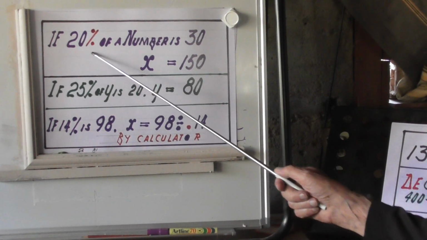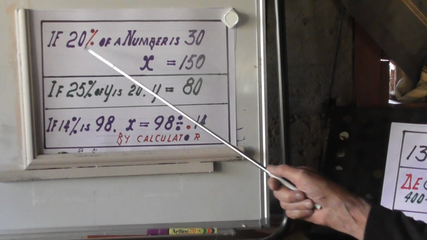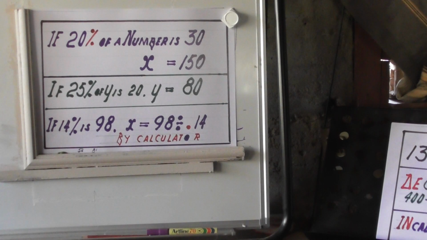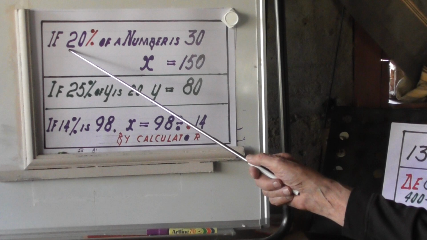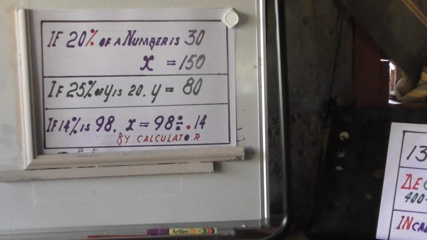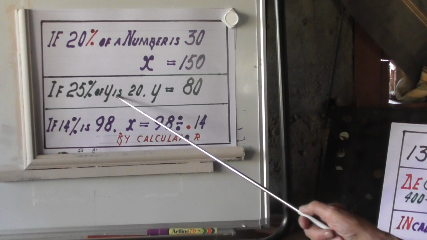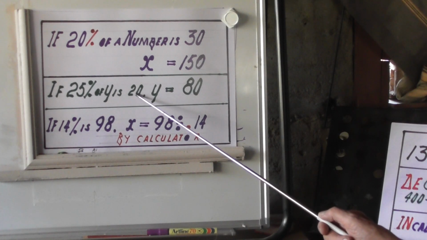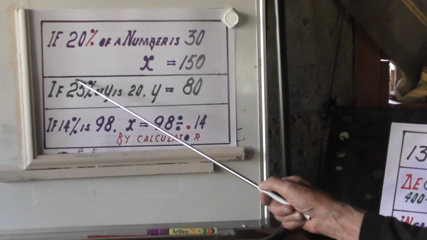If 20% of a number is 30, the whole number is 100%, so that's 5 times bigger. So if 20% is 30, the number itself, which is 100%, is 5 times. If 25% of a number is 20, the number itself, which is 100%, is 4 times as much.